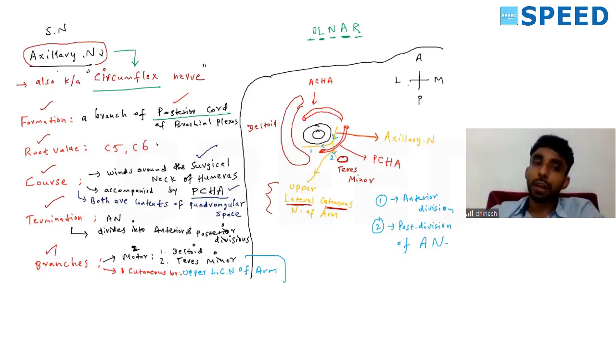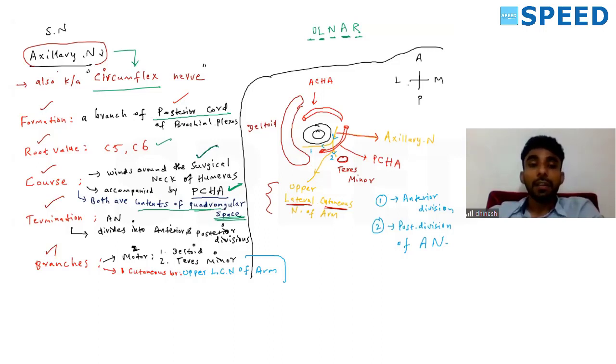You know the root value of the axillary nerve is C5, C6. Okay, and you know it winds around the posterior circumflex humeral artery. Fine. And this axillary nerve and the posterior circumflex humeral artery both are contents of which space? Yes, both are contents of the quadrangular space of the scapular region.